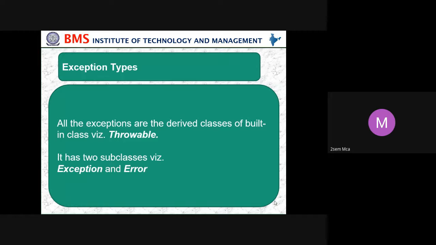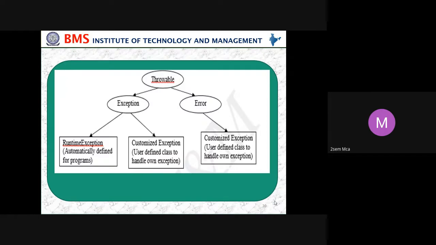Now in exception types, all exceptions are derived classes of the built-in class called Throwable. It has two subclasses, Exception and Error. So we have a built-in derived class in the exception types, called Throwable, with two subclasses, Exception and Error. That's what we can see here: Throwable, Exception and Error.